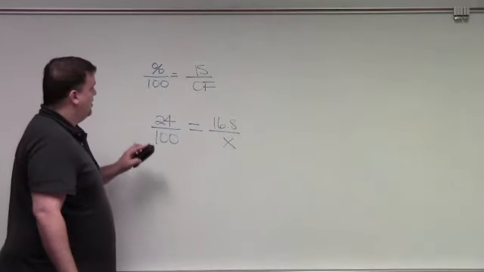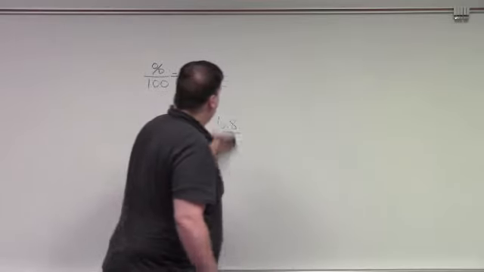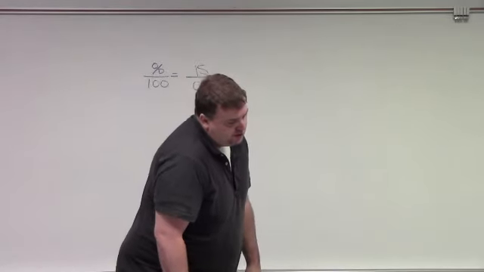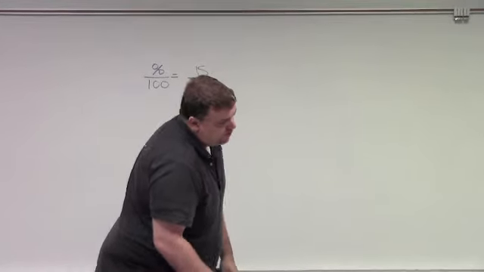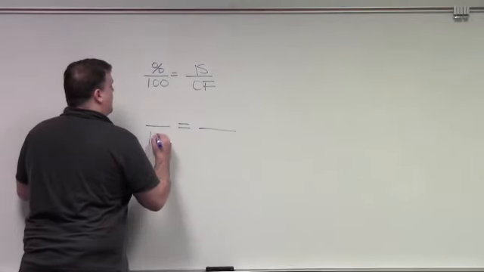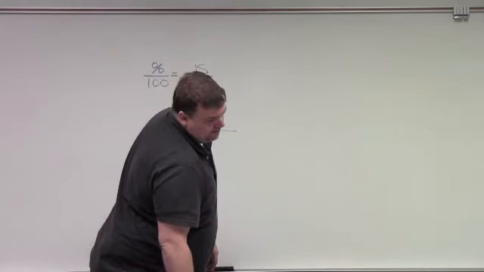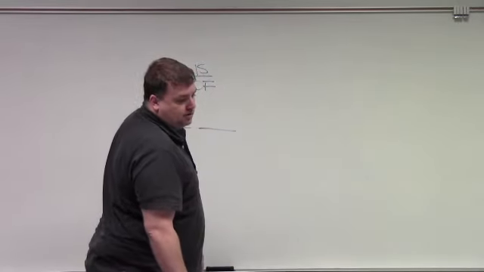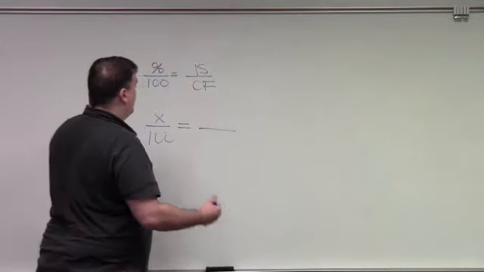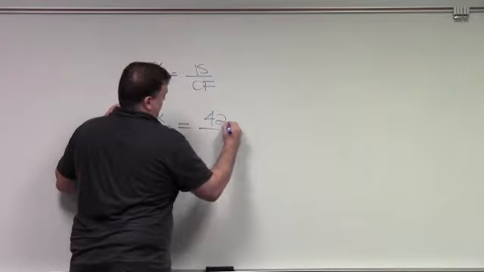So let's try another one. Everybody good with this one? Try setting up the next one. So the next one says 42 is what percent of 30? Are we given a percentage? No. So that's our unknown. 42 is what percent of 30? So where do the 42 and 30 go? 42 over 30. Exactly.